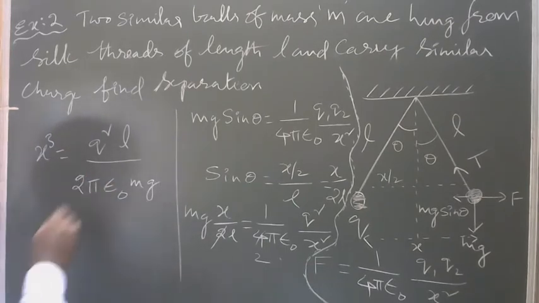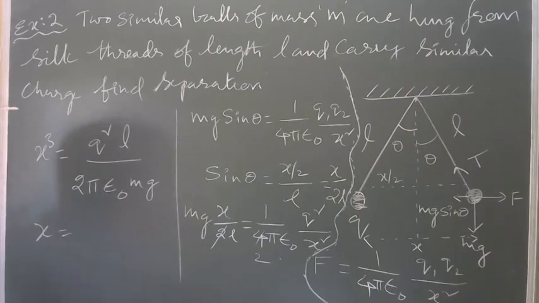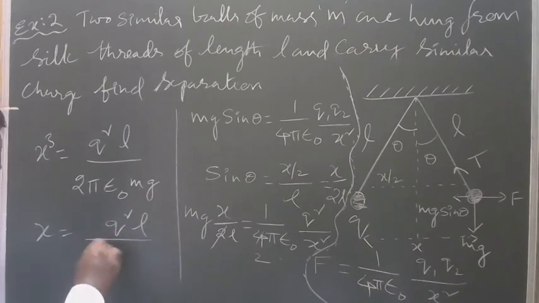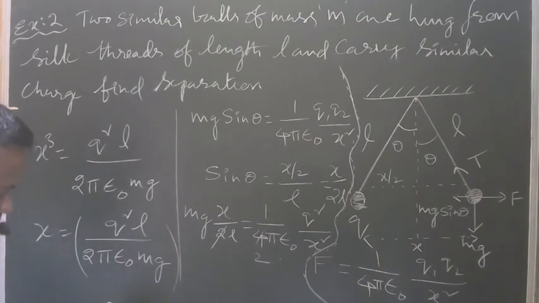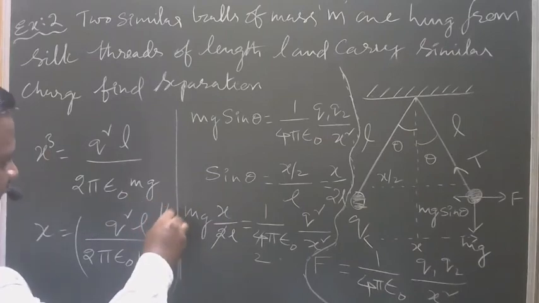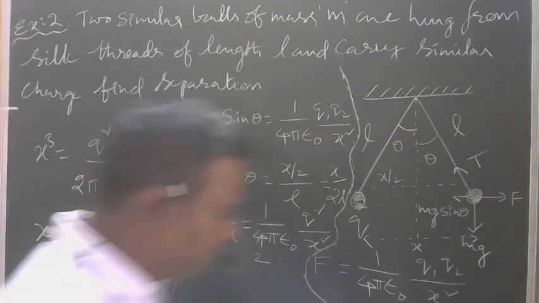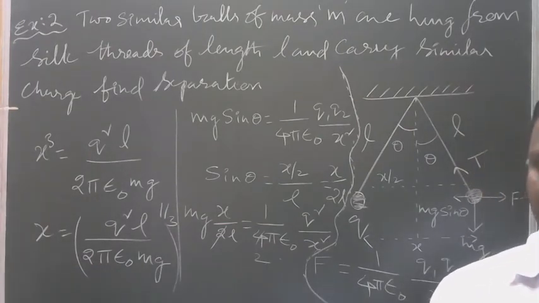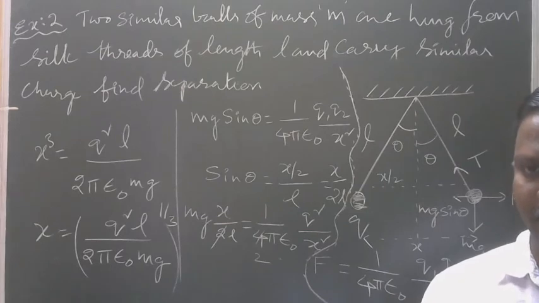But I need the value of x. x is equal to q square L by 2 pi epsilon naught mg, whole power 1 by 3, since this is a cube. This is the equation for when the two charges are separated by a distance, hung with threads. x is equal to q square L by 2 pi epsilon naught mg, to the power 1 by 3.